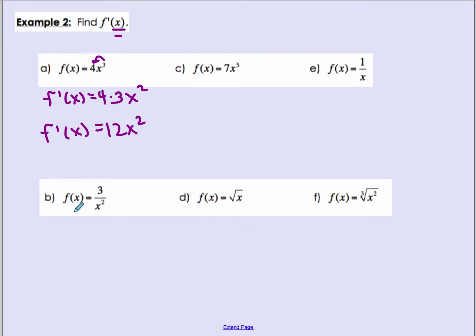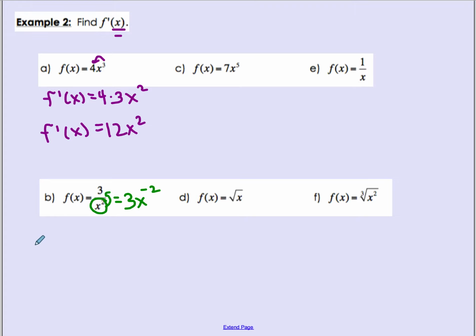Okay, let's go to b. Ooh, this one looks different. In order to do b, you need to rewrite it so that x is not in the denominator. Sometimes you guys do need to do a little rewriting. So in order to rewrite this, I would take x and bring it up here. When I bring x to the numerator, I change the sign on my exponent, so it becomes -2.